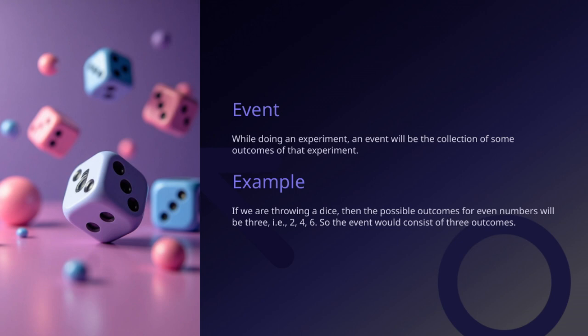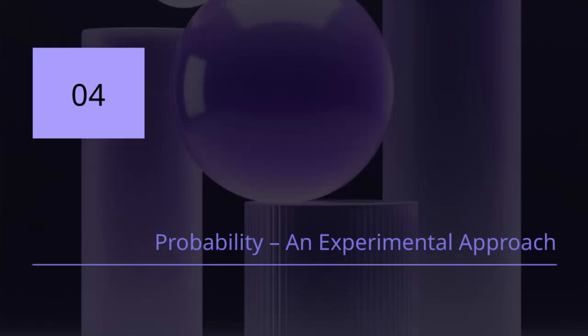Connecting this to our overall theme, recognizing what constitutes an event helps us analyze and predict different scenarios in probability. It's a fundamental step in understanding how likely certain outcomes are when we perform experiments like rolling a die. Let's take a closer look at the concept of probability from an experimental perspective.